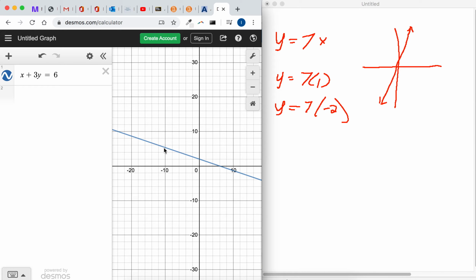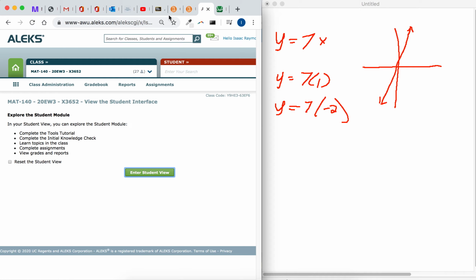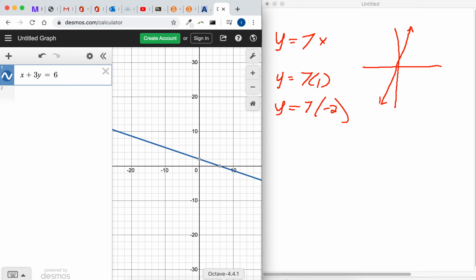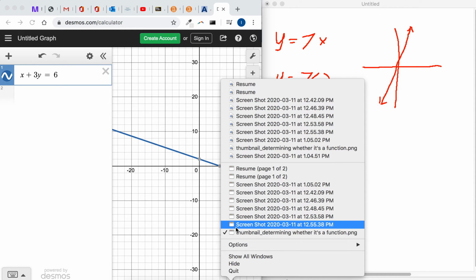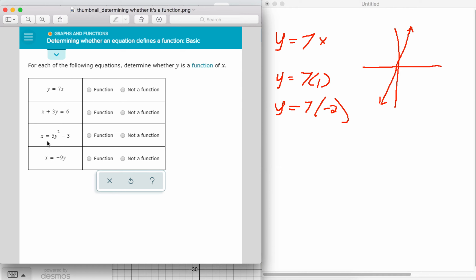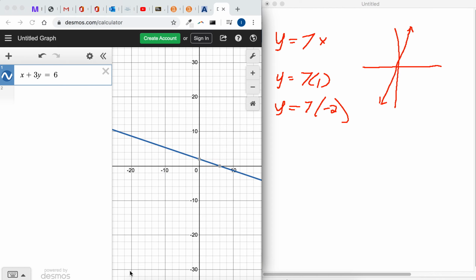If you draw a vertical line right here, it only touches the graph once. So that is a function, basically, is what that means. Let's try to look at one where it isn't going to be a function here. X equals 5y squared minus 3. Let's punch that in Desmos. X equals 5y squared minus 3?